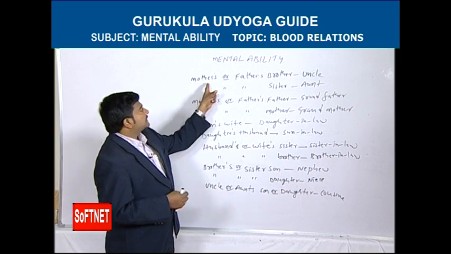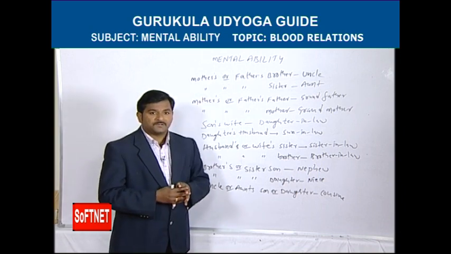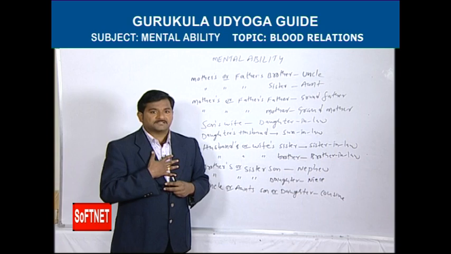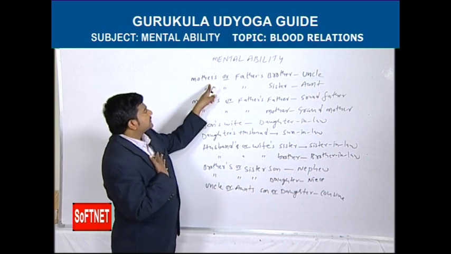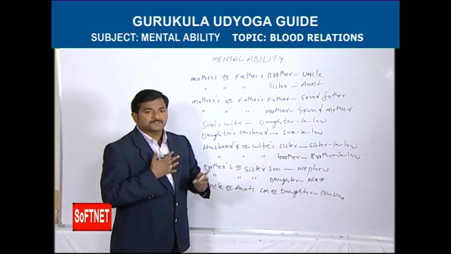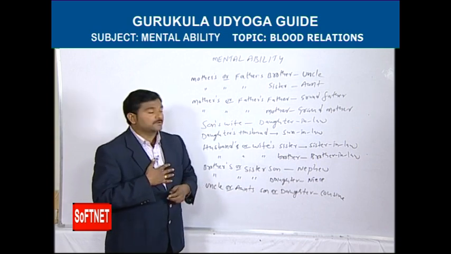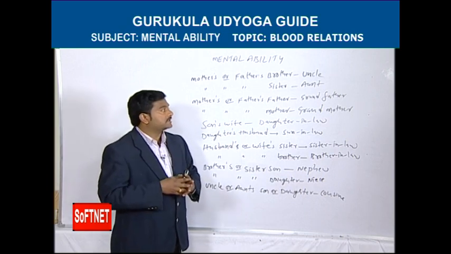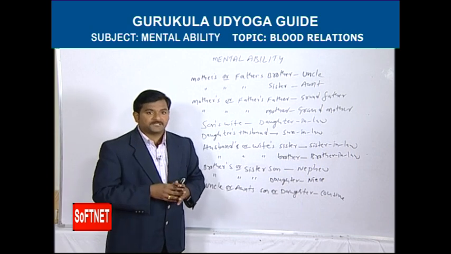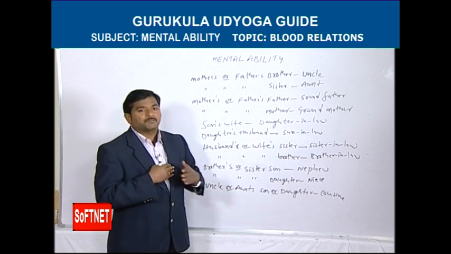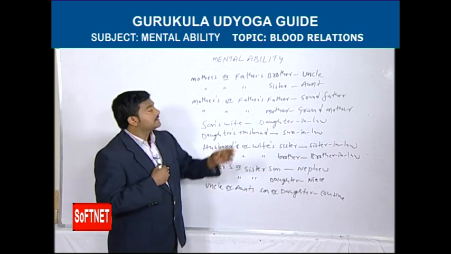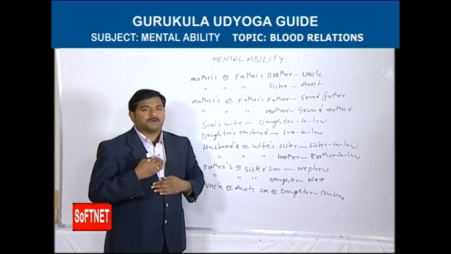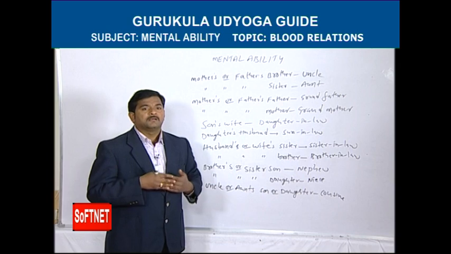First one is mother's or father's brother. Think that these all are the relations related to ourselves. For example, I am talking about myself, my mother's or my father's brother. So obviously he will be uncle to me. Think that all the relations are from your point of view. Okay, my father's or my mother's brother, uncle we can say, or my father's or my mother's sister, so what we can call, aunt we can call.